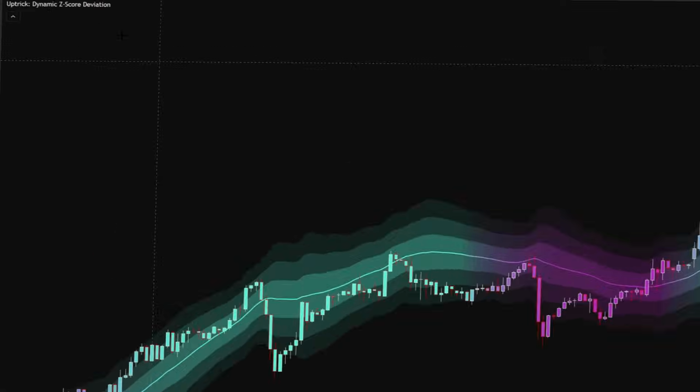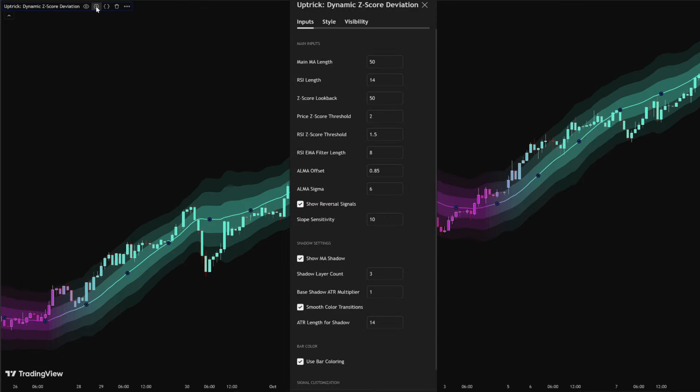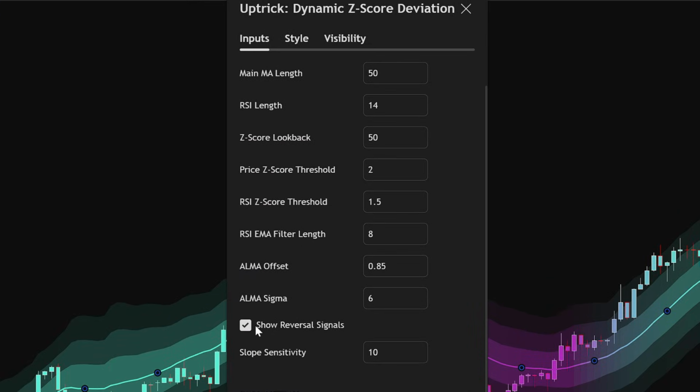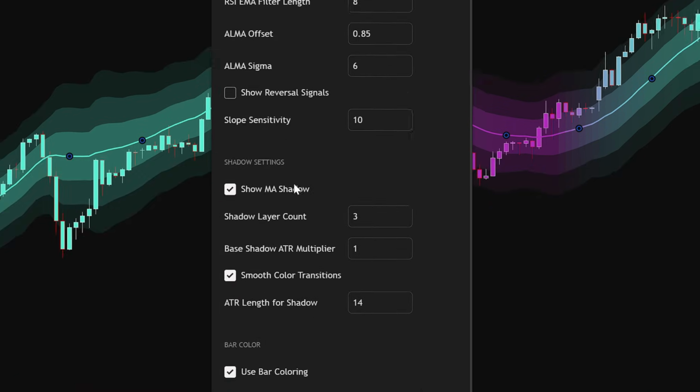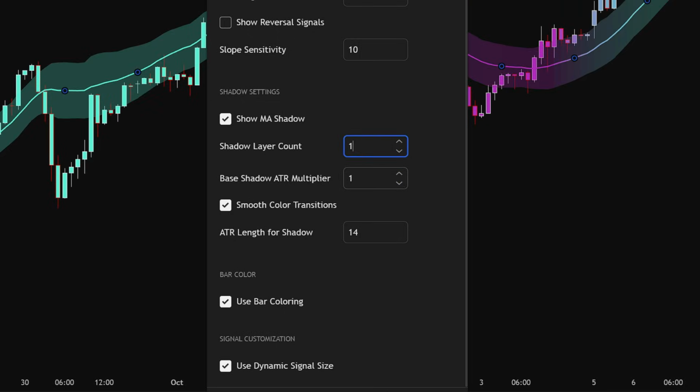Now, the first thing we do is remove the noise. Open the indicator settings. Go into the inputs and disable the option that shows reversal signals. We don't need them. Next, set the shadow layer count to 1. Then, disable the smooth color transition. What we're doing here is forcing the indicator to be visually clean and mechanically readable. No guessing, no fading colors, just clear structure.